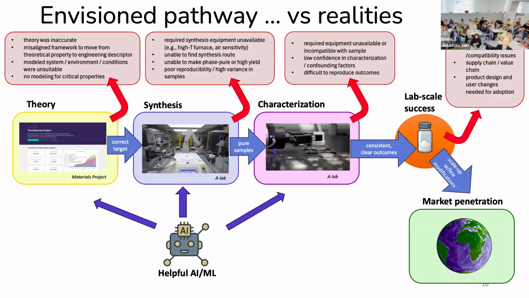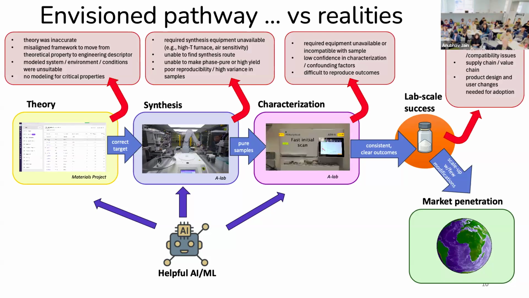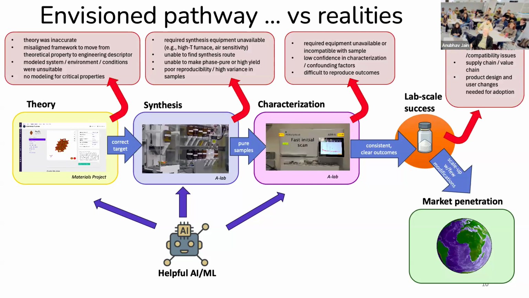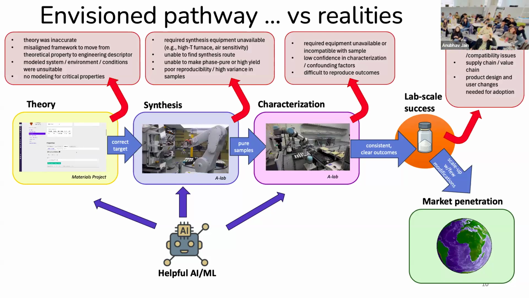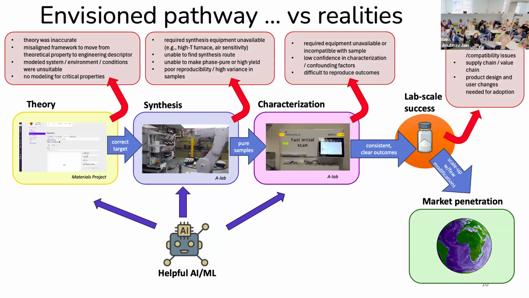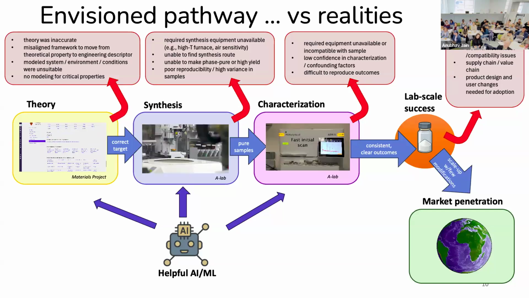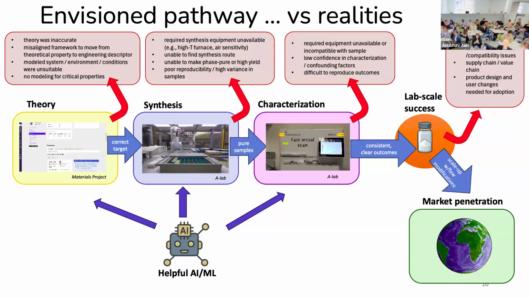I think this one is going to be more about all the stuff that goes wrong and things that can derail this and make you not get all the way to commercial success, all the things that prevent you from getting all the way to market penetration. You might still be successful getting from theory to synthesis or synthesis to characterization, et cetera. But there's a lot of things that just derail you across this whole thing. So I want to start by talking about the theory, coming up with targets for synthesis.